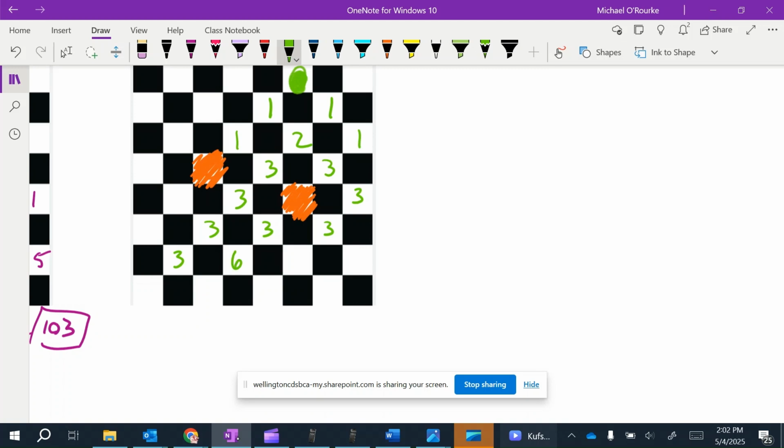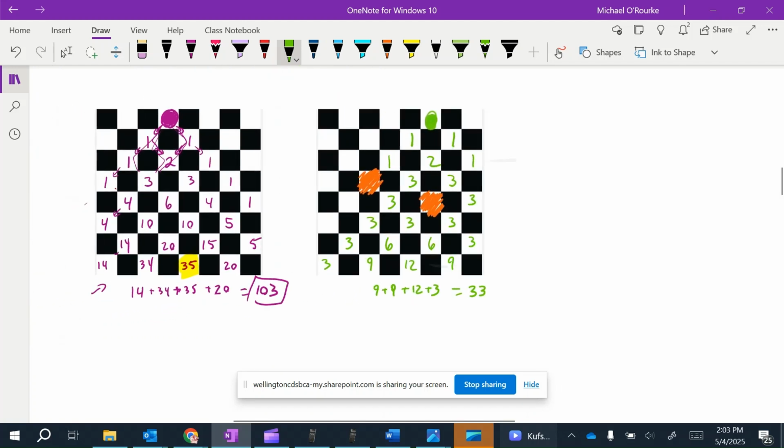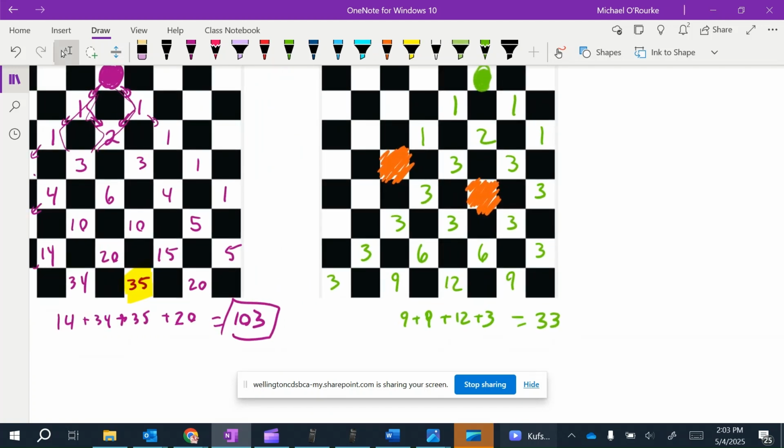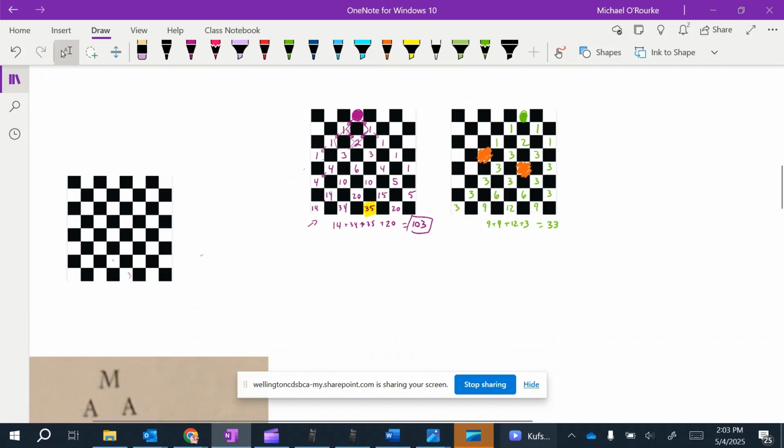This equals 6. This equals 6. This equals 3. We have 3, 9, 12, and 9. So it'll be 9 plus 9 plus 12 plus 3, which is going to be 33 altogether. Okay? So if you have paths or kind of diagonals, that's where you can use Pascal's triangle to find out how many ways to get to the end.